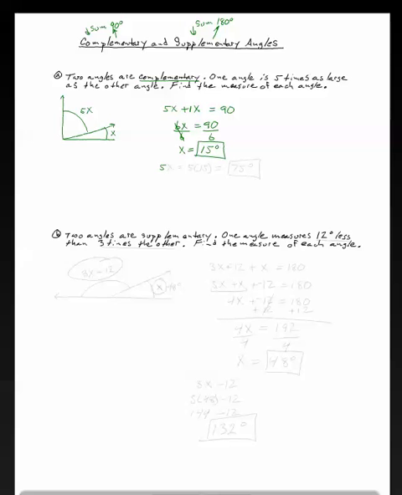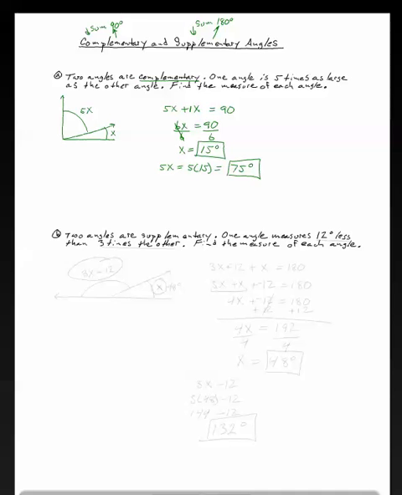Now 5 times x, we now know what x is, it's 15, so that's 5 times 15, which is 75 degrees. So the smaller angle is 15 degrees, the larger angle is 75 degrees. Of course, the way to check this is to add these two angles together and make sure that you get 90 degrees. And 15 plus 75 is 90, so we're good.